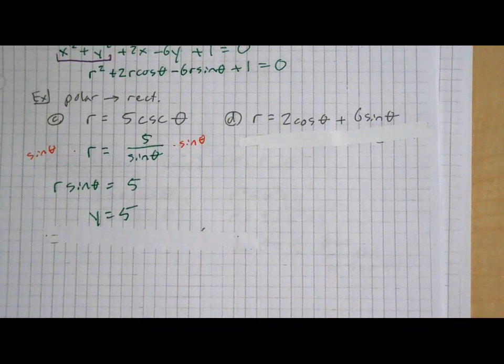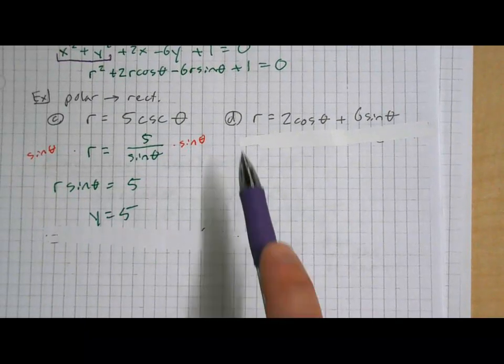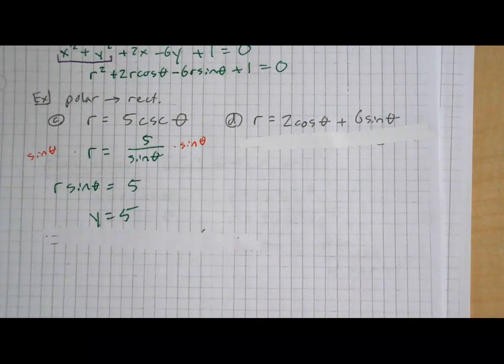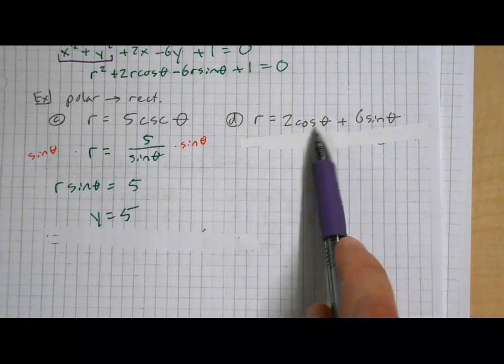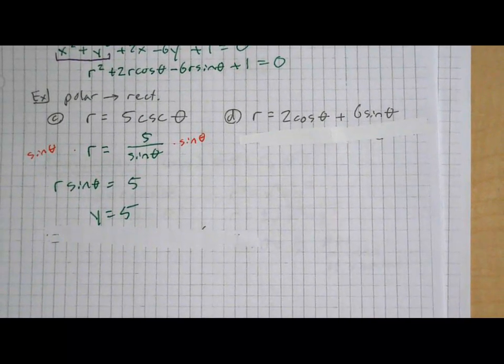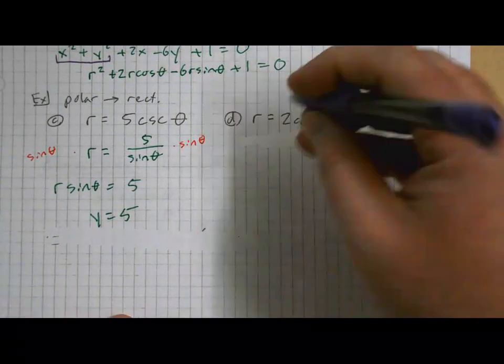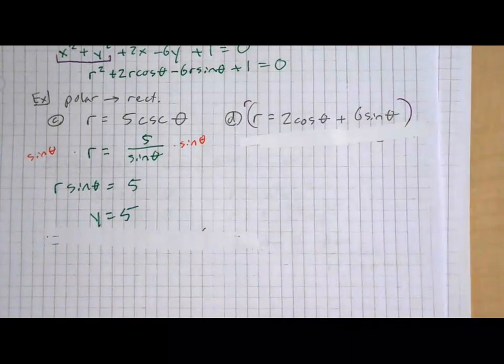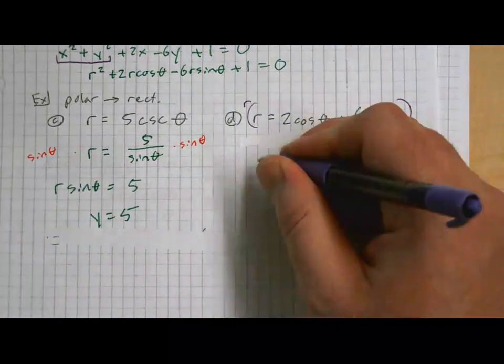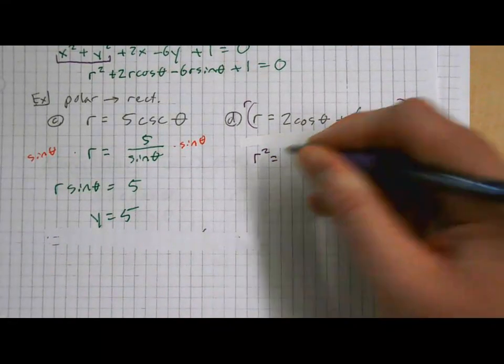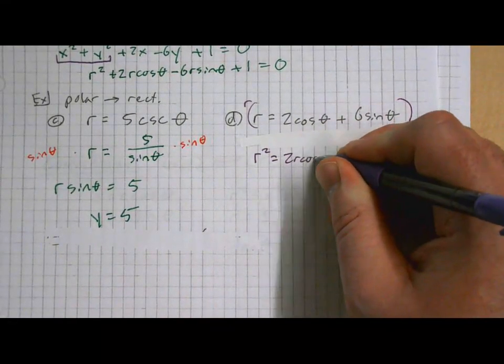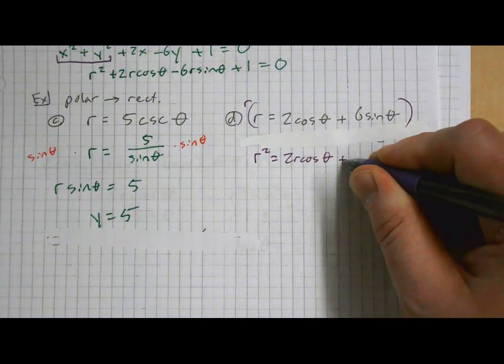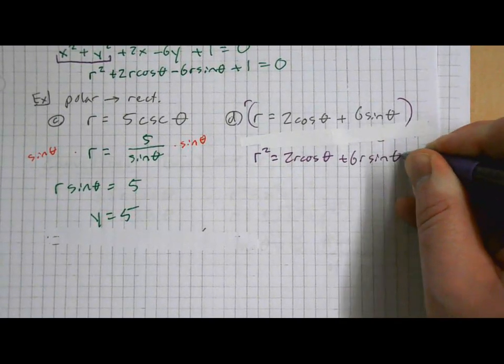We multiply both sides by r, what's that going to get us? That'll get us an r squared here. That's good. And then we would end up with r cosine and r sine here. Oh yeah, that's it. That's great. What a great idea. We'll just multiply the whole equation times r. That's going to get us r squared equals 2r cosine theta plus 6r sine theta.